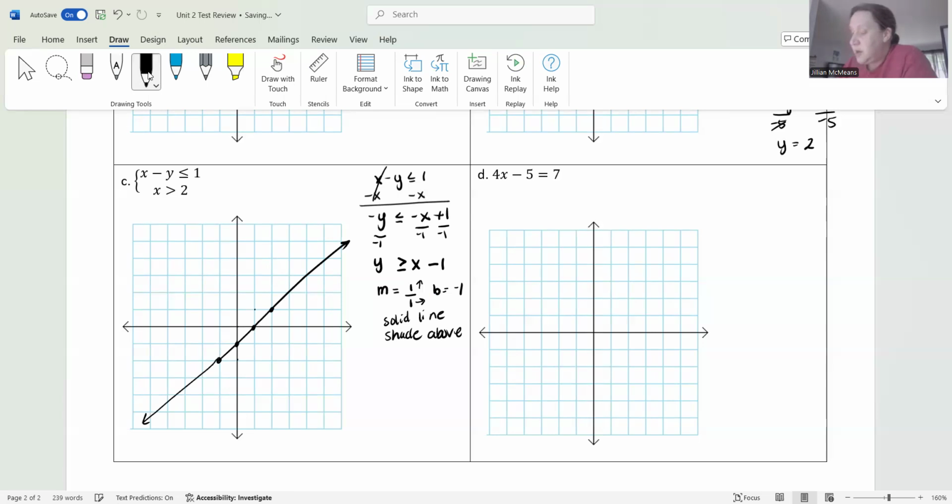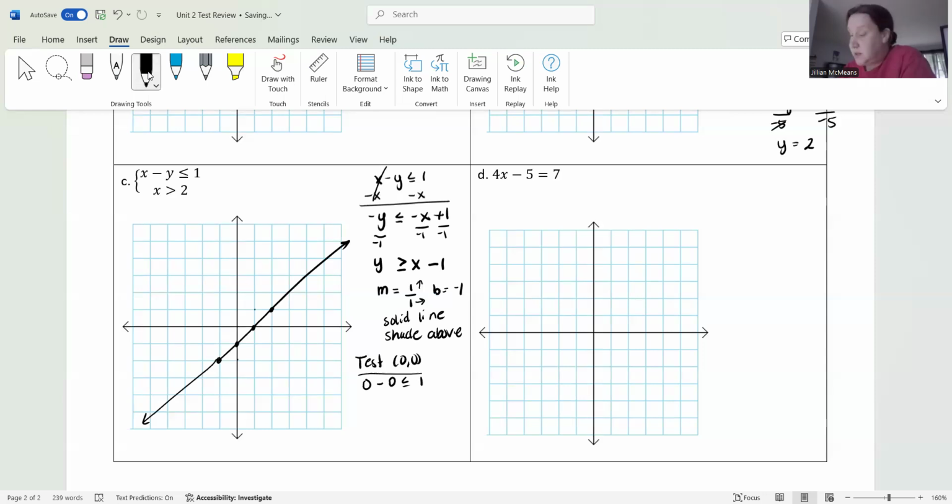And we think we're going to shade above. Let's go ahead and test a point. As long as you don't go through the origin, it's going to be the easiest point to test. So I'm going to test the origin on my original inequality. So x is 0, y is 0. We want to see if that's less than or equal to 1.